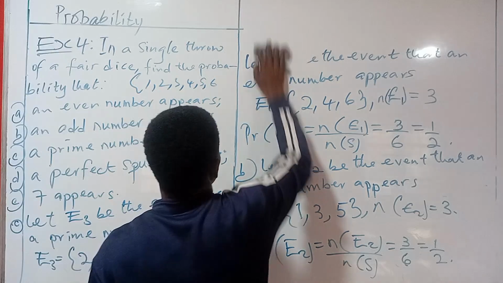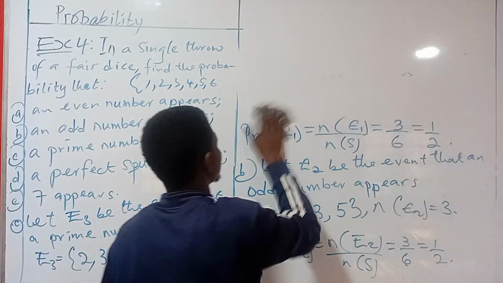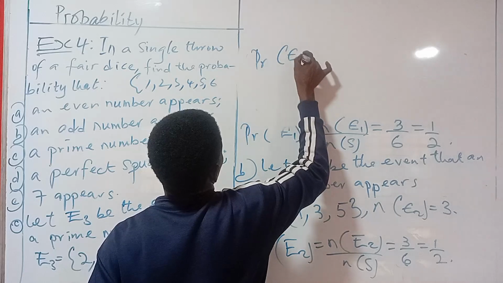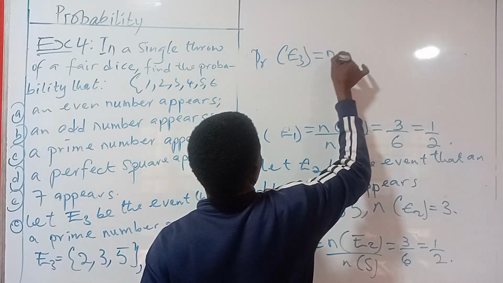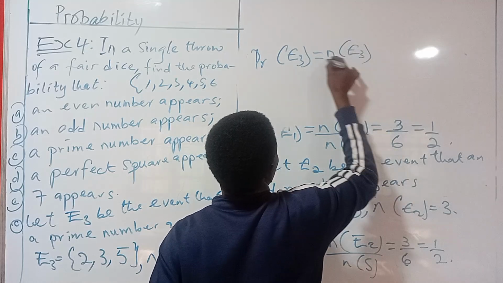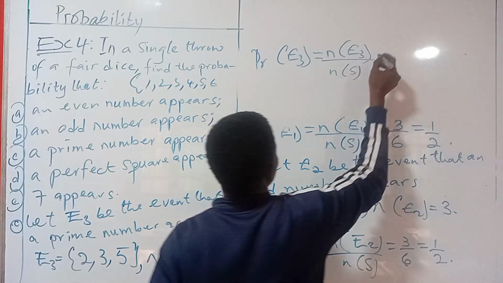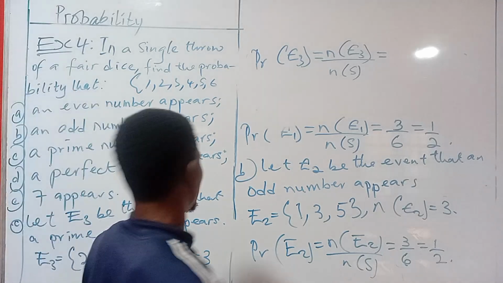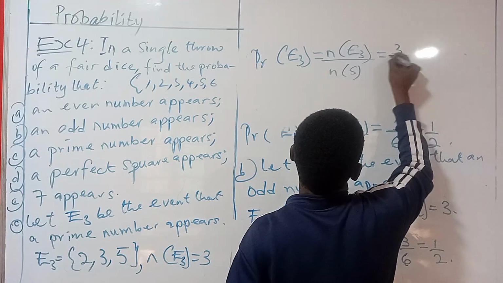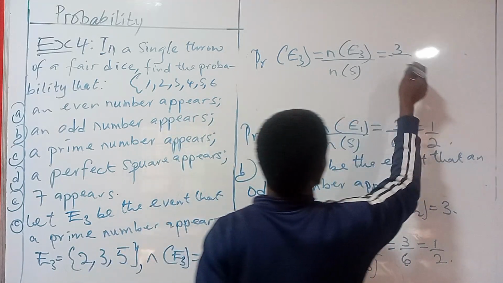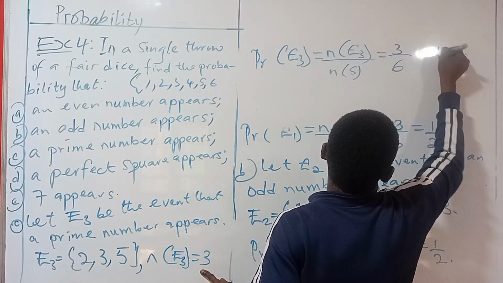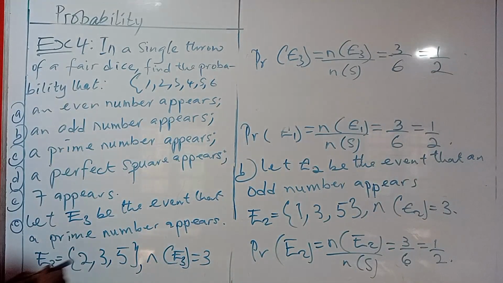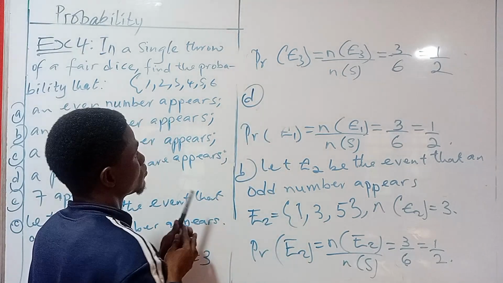Now let's calculate the probability of a prime number appearing. We are going to have P of E3 equals n of E3 over n of S. Now what is n of E3? That is the required outcome, which is 3. Then n of S is the possible outcome, which is 6. Therefore, we have 1 over 2. Okay? Then the next one is D.